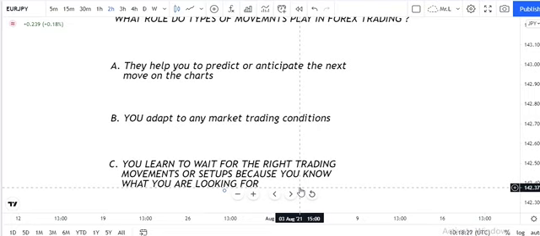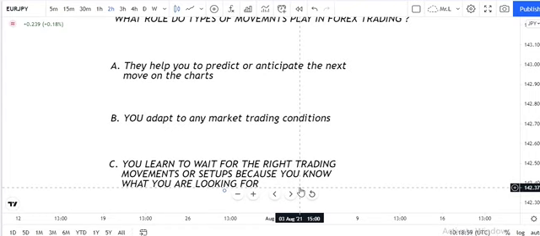Like I said, A, they help you to predict or anticipate the next move on the charts. B, you adapt to any market trading conditions. What do I mean when I say that? It's because you do not rely on one type of movement. You know various types of movements in the charts. So when a certain movement occurs on the charts, you know how to react. You know how to adapt because you are not a narrow thinker when it comes to the charts.